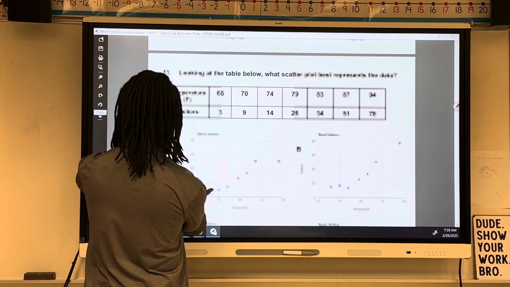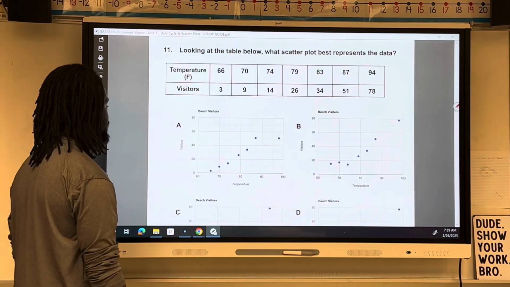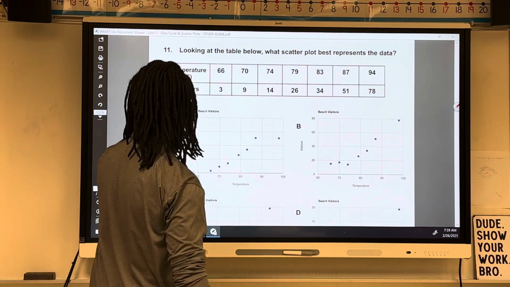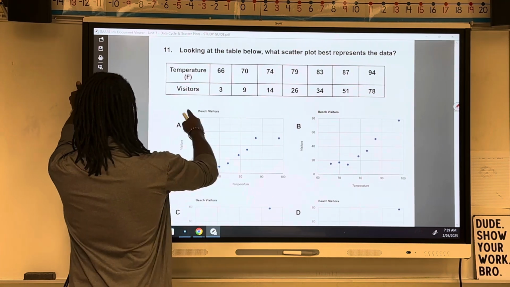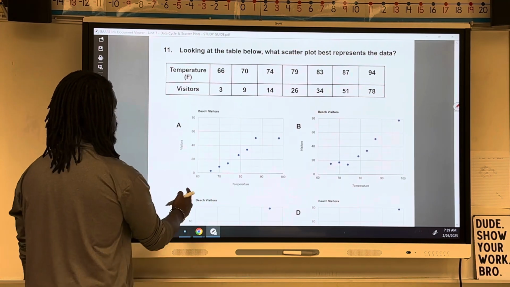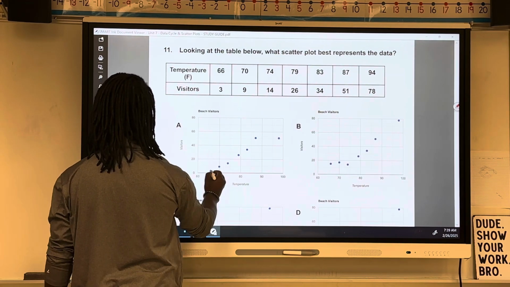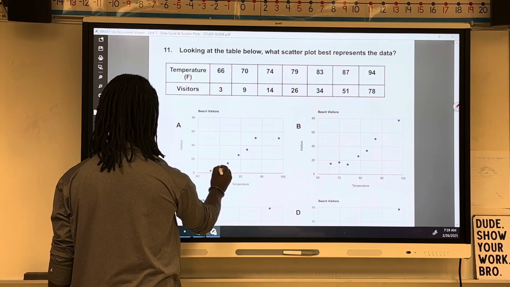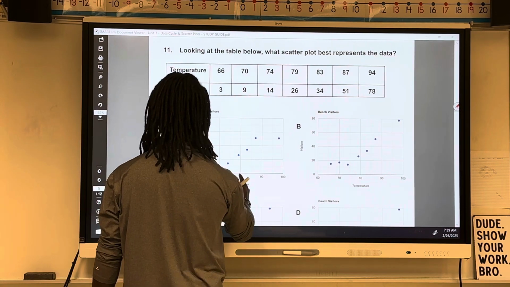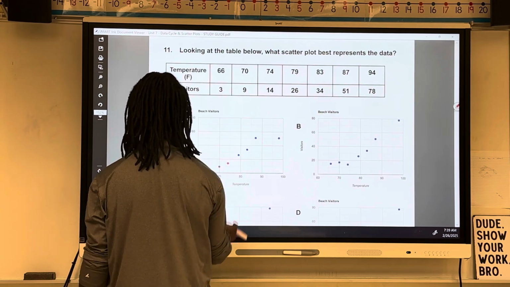Okay, so same thing for number 11. Okay, looking at the table, which scatter plot best represents the data. Make sure you pay attention to the coordinates. This time temperature is the x, visitors is the y. So we're gonna go temperature, we're going over 66, then we'll go up 3. Okay, that point looks right. Then we go 70 and 9. Okay, that looks right. Then we go 74 to 14. Okay, that's looking about right.